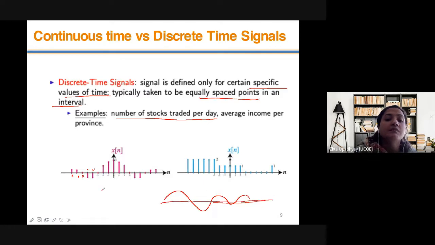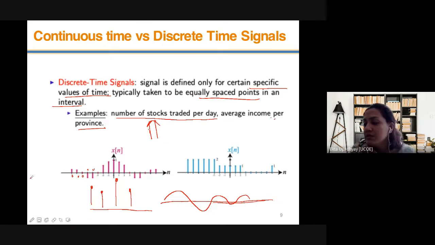We see an output like, okay, so at 9 a.m. this was the value, at 12 this happened, then at 2 this happened, then at 3 this happened, and so on and so forth, right? So these are discrete time signals in that case. That's a very good example for stocks. Can I have one more example for discrete time signal? Average income per province is also a good example for discrete time signals.